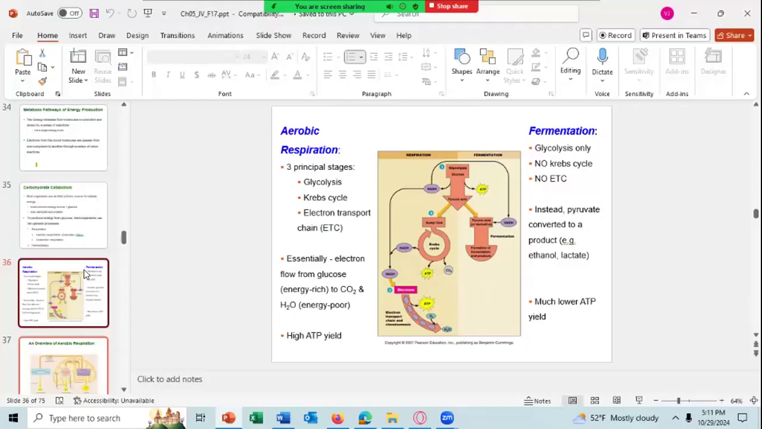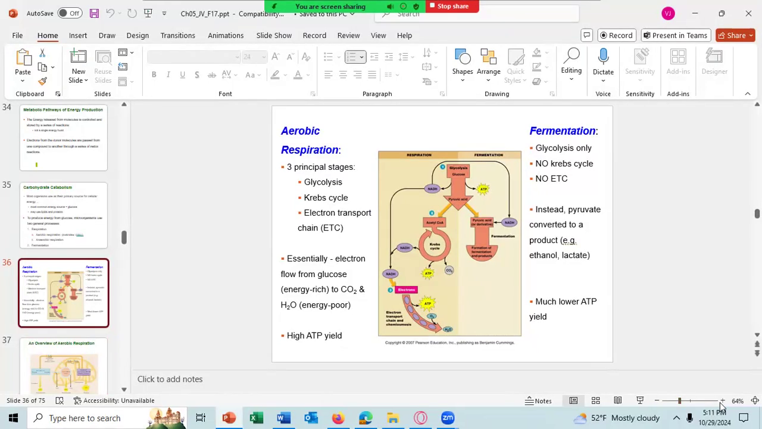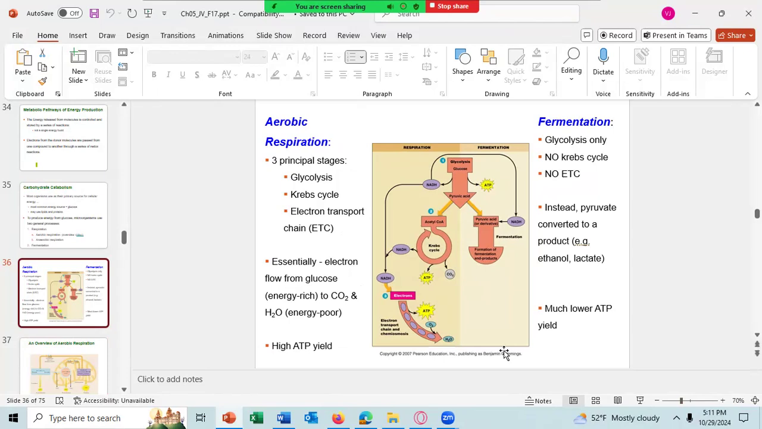So let's talk more about aerobic respiration, and we will compare it to fermentation. We will talk about fermentation after we've talked about respiration. Aerobic respiration has three principal stages. There is glycolysis, the Krebs cycle, and then the electron transport chain.